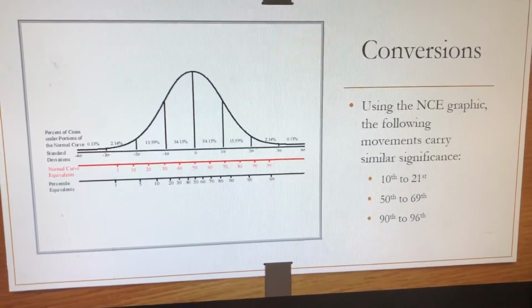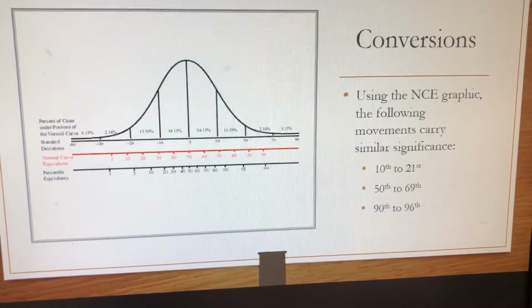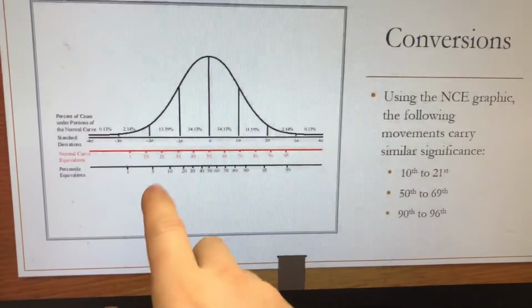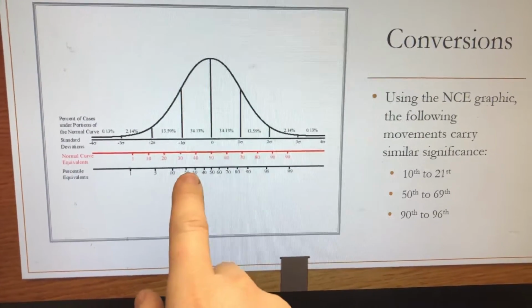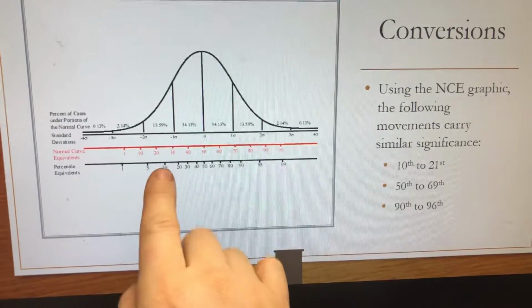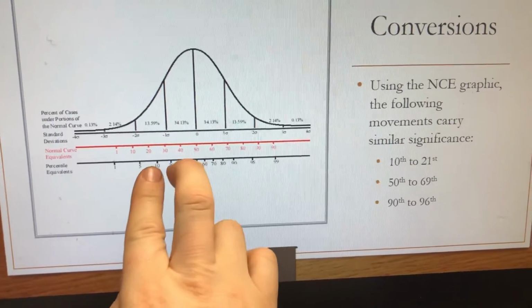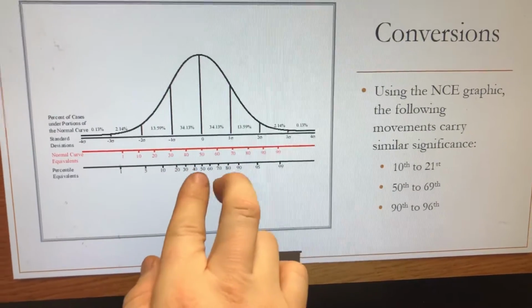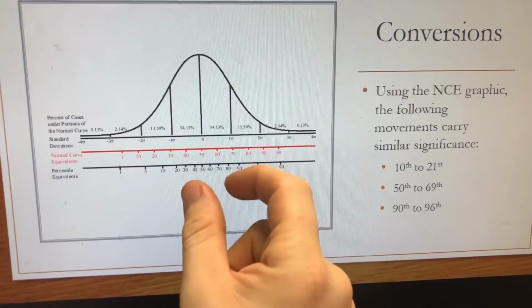So using the normal curve equivalent graphic, the following movements carry similar significance. If I go from the 10th to the 21st percentile, here's my percentiles. If I go from the 10th to just above there, I'll put my fingers up here. The distance there is the same distance as if you went 50th to 69th, because the 50th to 70th are really clustered together, but the gap is the same.